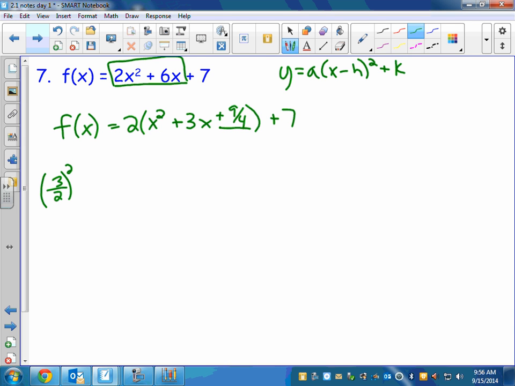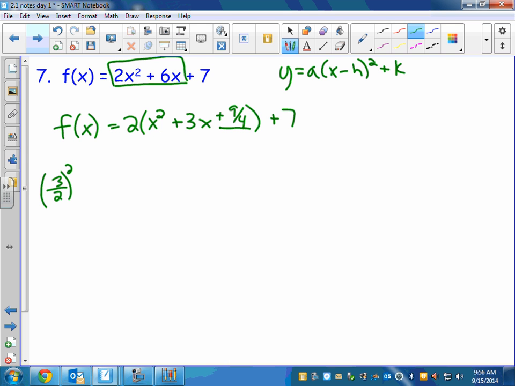2.25, I think, if you're a decimal lover. So here's the other fun part of completing the square. We're trying to keep it balanced. On the last one, we added 4 here, so we subtracted 4 out here to keep it all balanced.